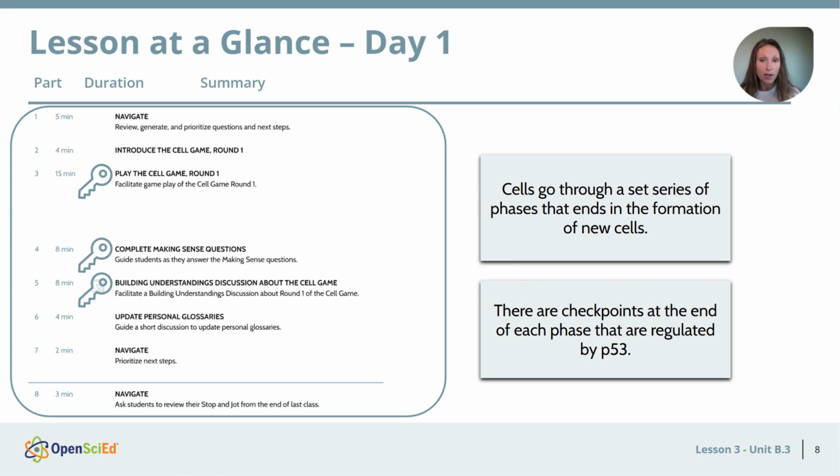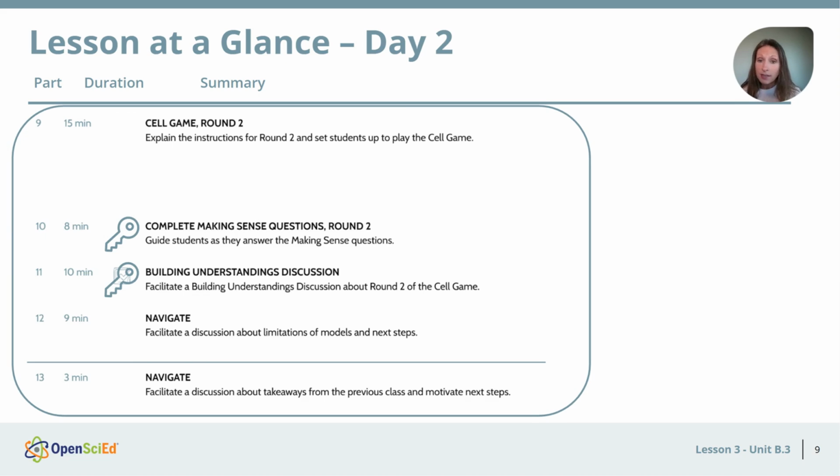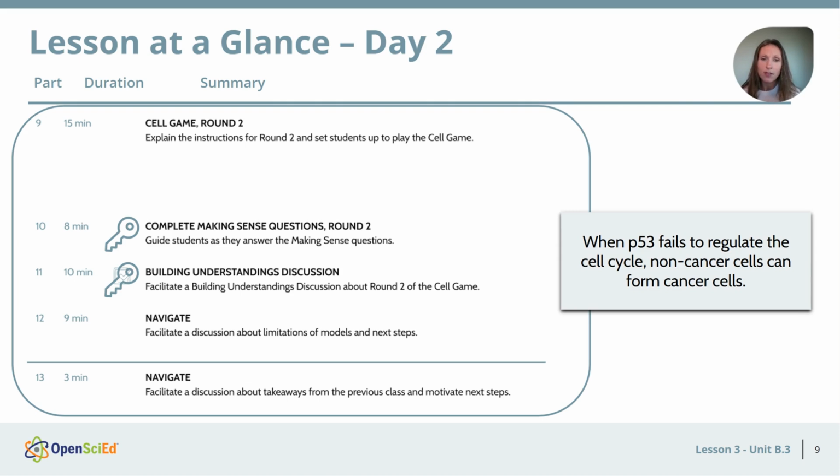Students know from Lesson 1 that P53 seems to play a role in cancer, so now they're wondering about the connection between cancer and the cell cycle. So in the second part of Lesson 3, students play round 2 of the cell game. Similar to round 1, students complete questions at the end of the game to help them make sense of what happened. Then they participate in a building understandings discussion to help them figure out that when P53 fails to prevent a cell from moving to the next phase before it has everything it needs, a cancer cell might be formed at the end of mitosis.